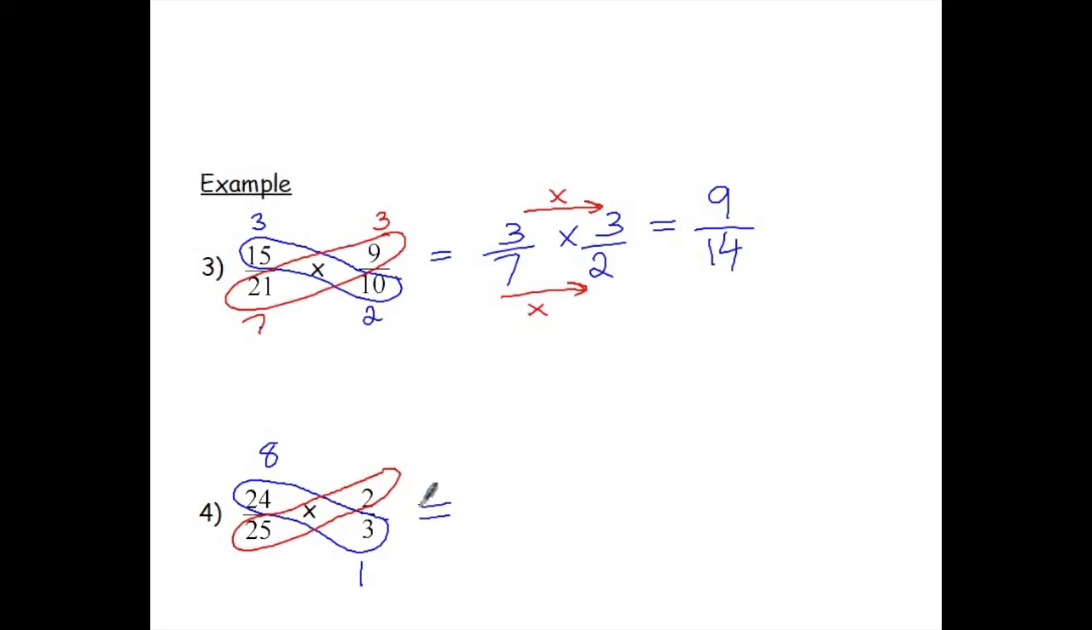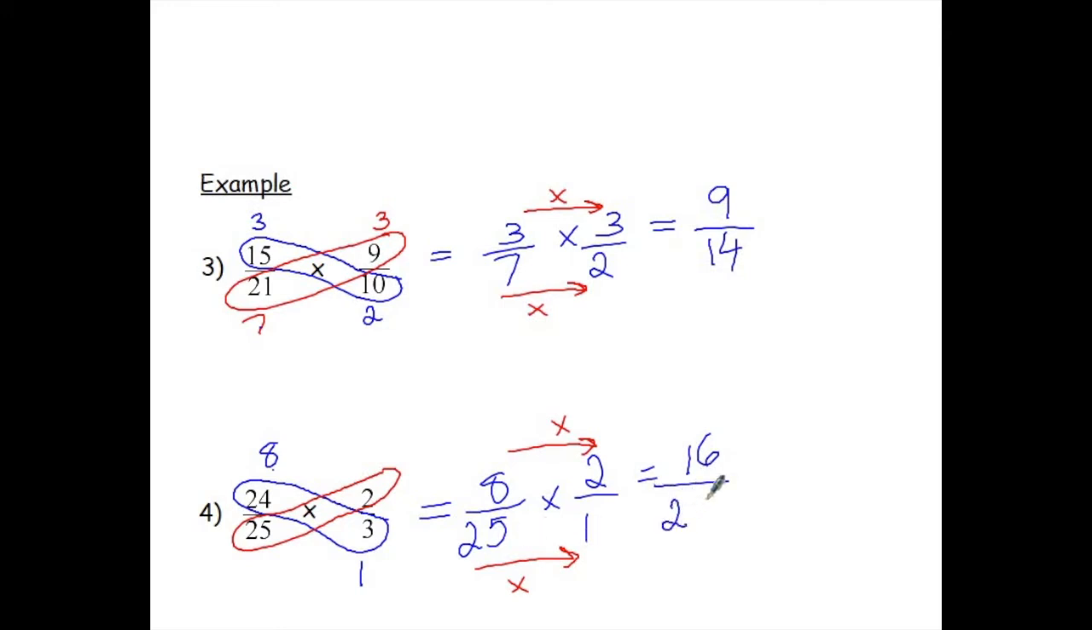So our new fractions will be 8 over 25 multiplied by 2 over 1. We multiply the top numbers again, and we multiply the bottom numbers again. 8 times 2 is 16. 25 times 1 is 25.